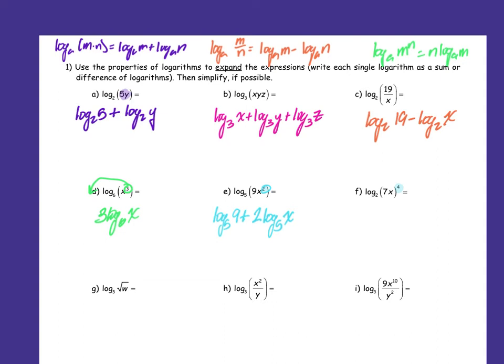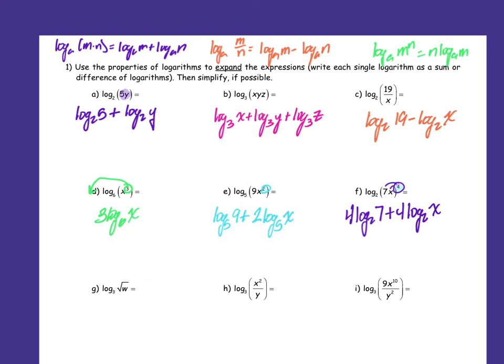So on F, okay, I just gave you a few minutes to think about it. This exponent goes both to the 7, because it's on the outside, and the x. So I get 4 log base 2 of 7 plus 4 log base 2 of x. Because that 4 goes to both the 7 and the x this time. Nice job, you guys.